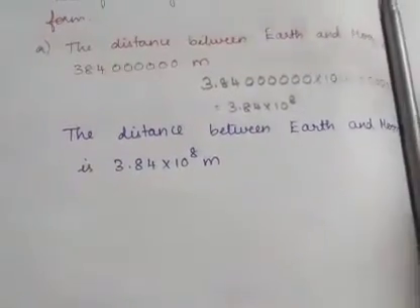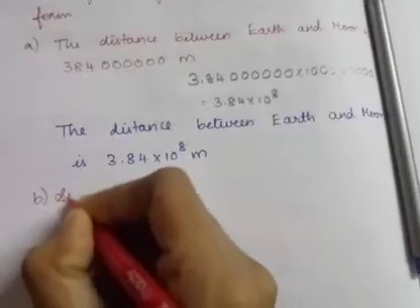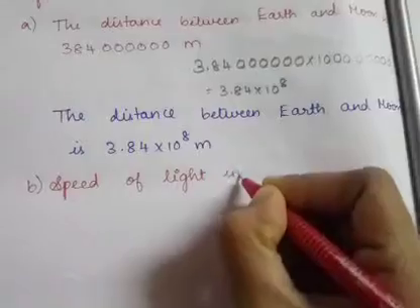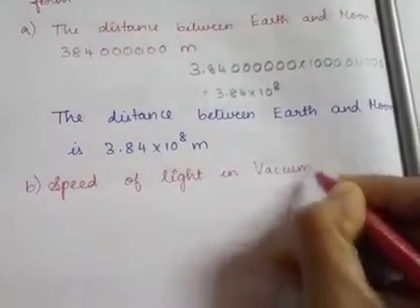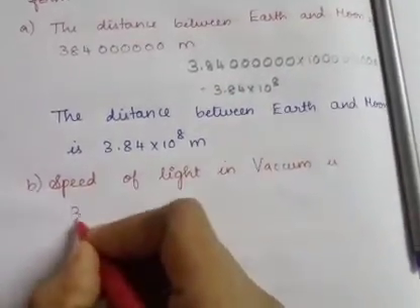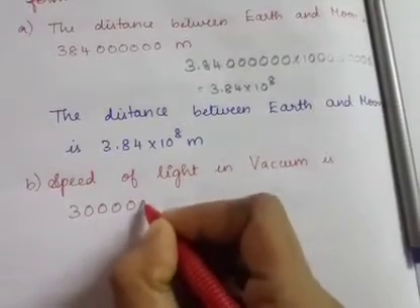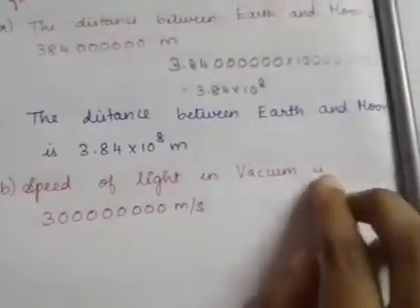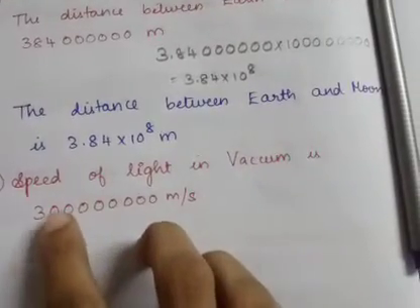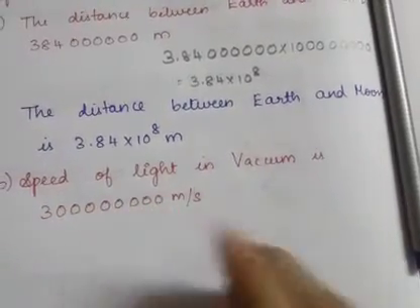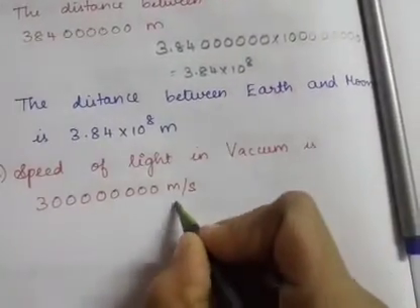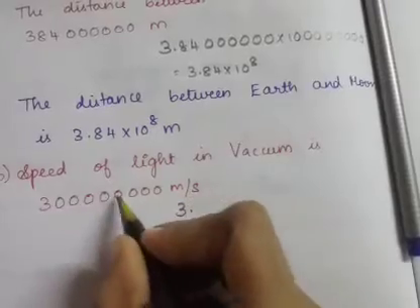Next, what is your second problem? Speed of light in vacuum is 300 000 000 meter per second. What have they given? Speed of light in vacuum is 300 000 000 meter per second. So first I am going to write this in standard form. 3.1 2 3 4 5 6 7 8.